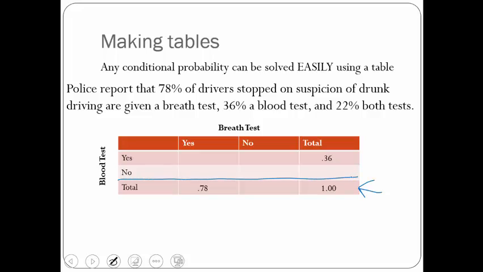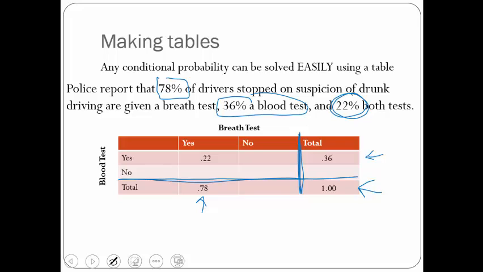I like to kind of highlight the total row and total column. So 36% of people you see are given a blood test. So that's the total number of blood tests. That's where that's coming from. 78% is the total for breath tests. That's what's going there. And then you have this 22% get both. So that 22% is going to go with yes to breath and yes to blood.